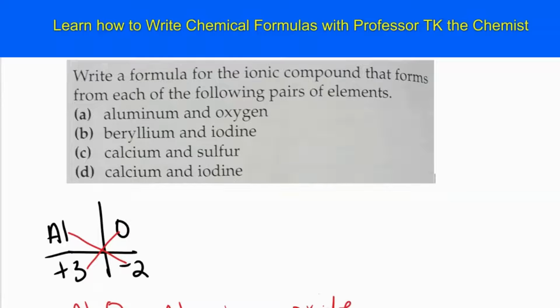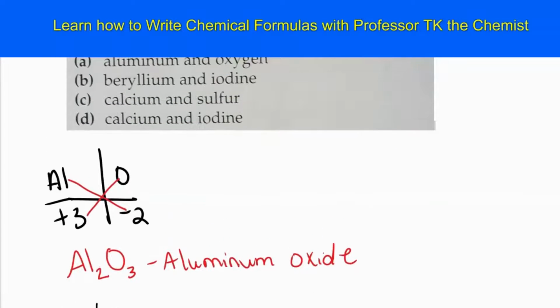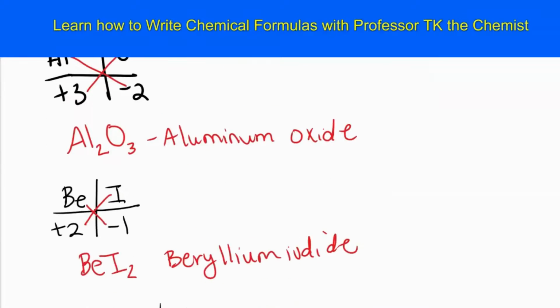The last example, calcium and iodine. Calcium and iodine have the same thing in common as beryllium and iodine. So this formula is going to be quite simple to write. You want to know why? Because beryllium also has a charge of +2, just like calcium. Iodine, the charge never changed. It's still -1. So the same way that I wrote beryllium iodide is the same thing I'm going to write for calcium iodide.